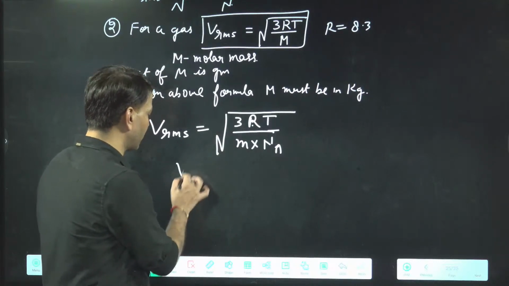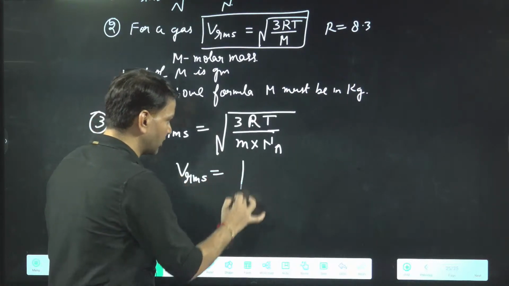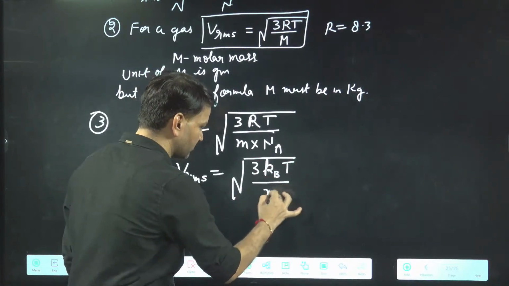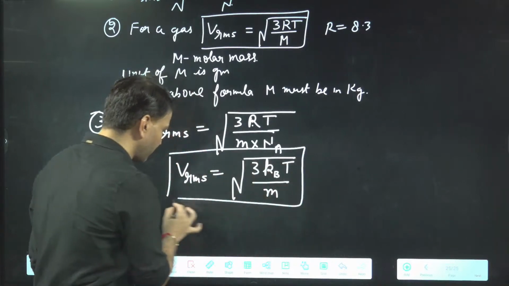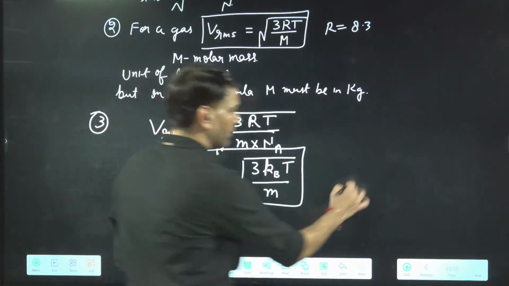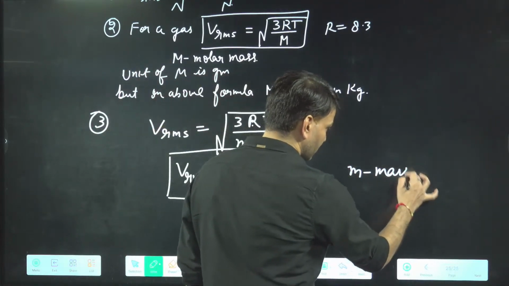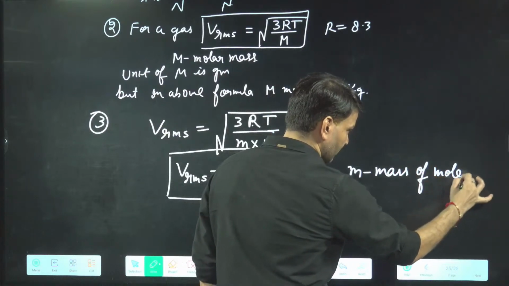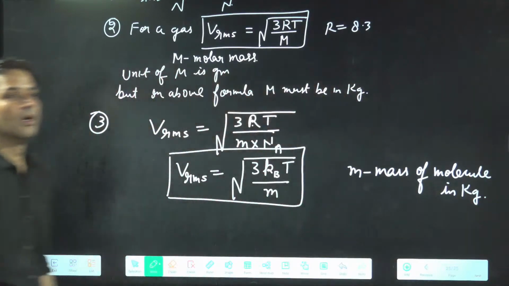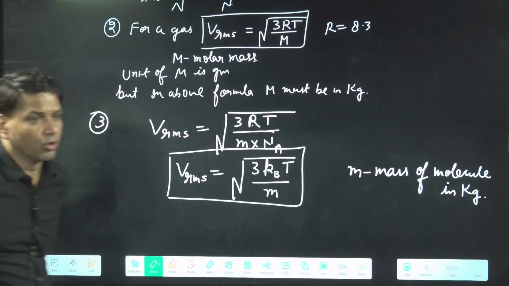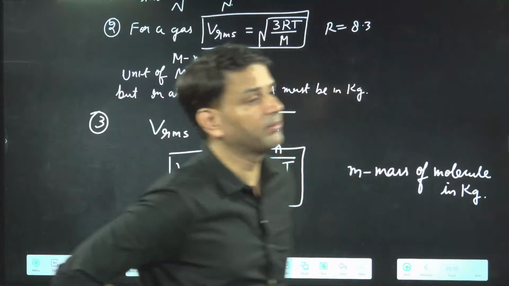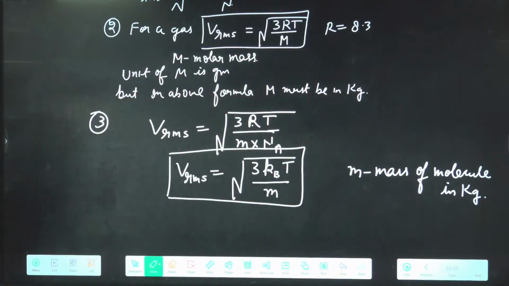Then I can write the formula Vrms is equal to under root of 3 k Boltzmann constant into T by small m. So if they have given the mass of a molecule, then we can use the formula under root 3kT by m, where m is the mass of a molecule. But that also you have to put in kg. So when you are using the molar mass, under root 3RT by M. When you are using the mass of a molecule, then under root 3 kB into T by m.